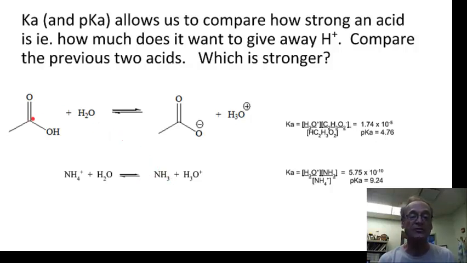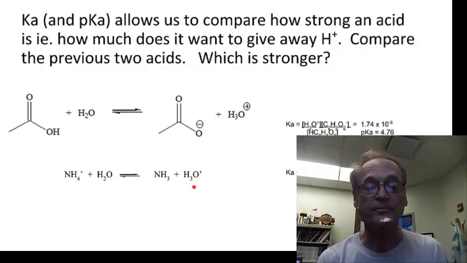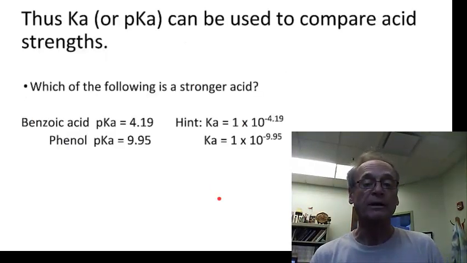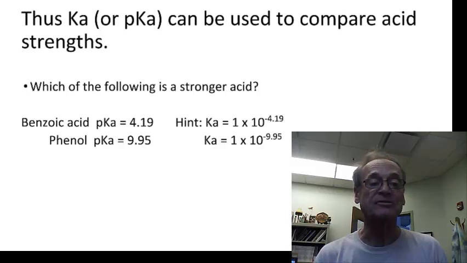Again, notice they both highly favor the left-hand side. Those are both 1.74 times 10 to the minus fifth and 5.75 times 10 to the minus 10th are both very small numbers, so these are very weak acids, mostly favoring the left-hand side. But of the two, acetic acid tends to go to the right-hand side more than ammonium ion tends to go to the right-hand side. So you can compare the Ka or the pKa to compare acid strengths.